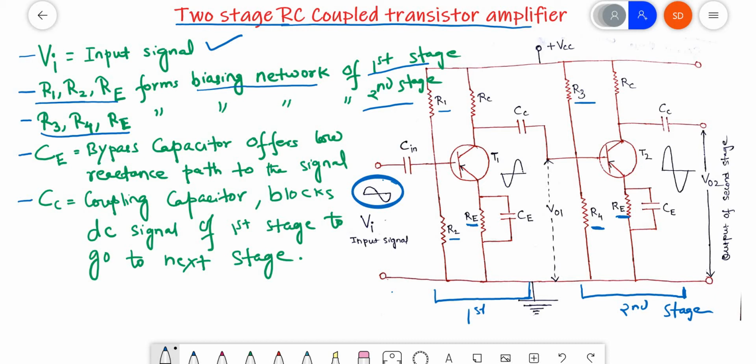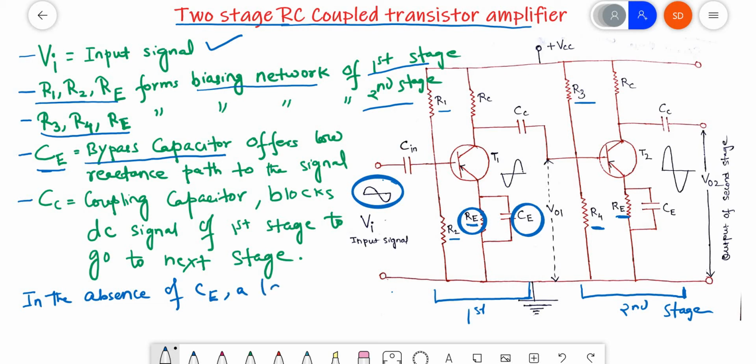Then we have a bypass capacitor, Ce. What is the function of the bypass capacitor? If this bypass capacitor Ce is not present, then in the absence of Ce, a large voltage drop will occur across Re.